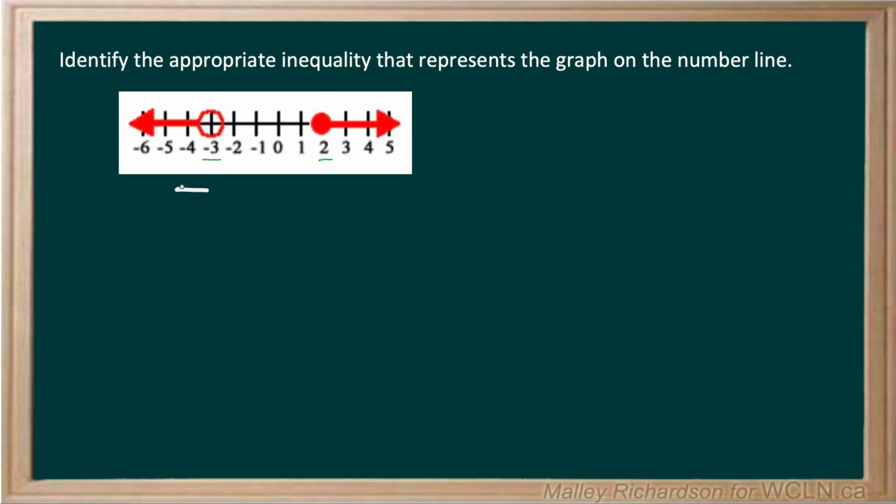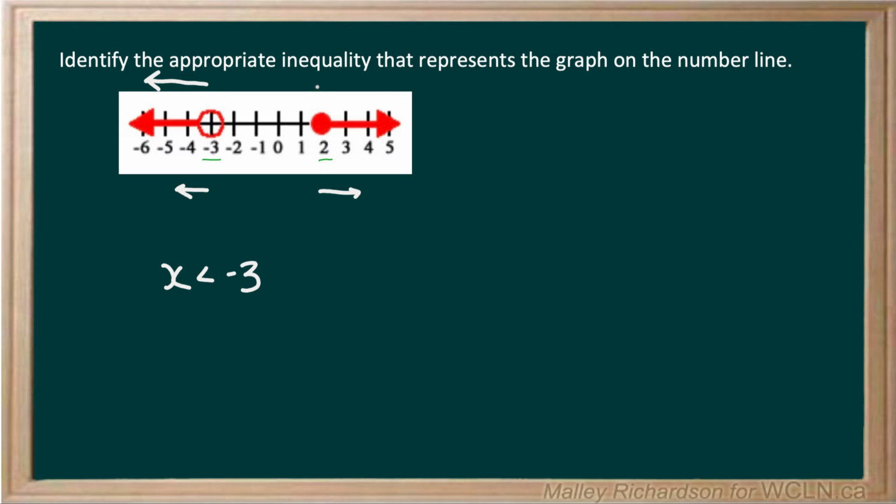We also have two different arrows on the number line, meaning our final answer will have two separate inequalities. Starting with negative 3, the arrow is headed off to negative infinity, meaning all x values must be less than negative 3. There's an open circle at negative 3, meaning negative 3 is not included in the inequality.